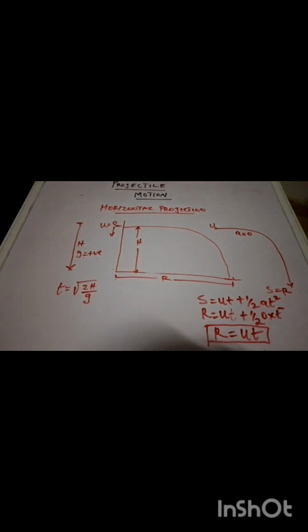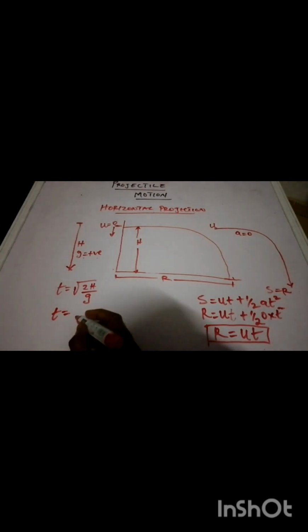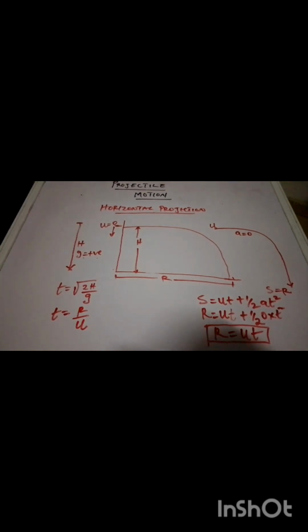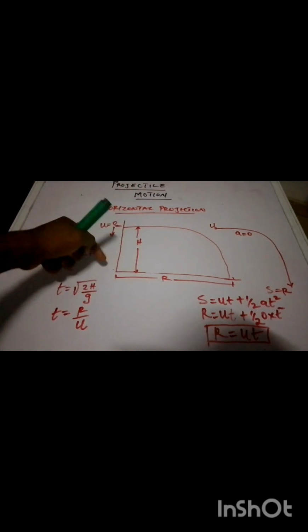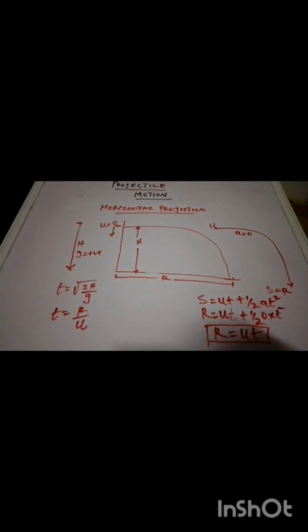But for the horizontal component, if I want to make t the subject, t here is going to be r over u. So in each case, the time is always the same. Remember, whether the object moves vertically or horizontally, the time is always the same. So the two objects are going to land at the same time. The time it takes this object to move horizontally is also the same time it takes the same object to drop vertically.